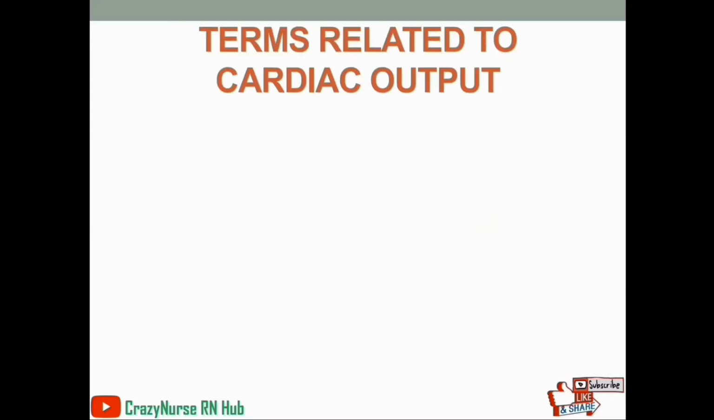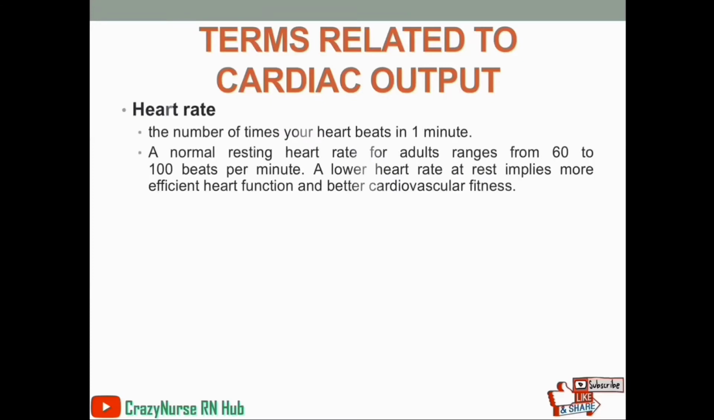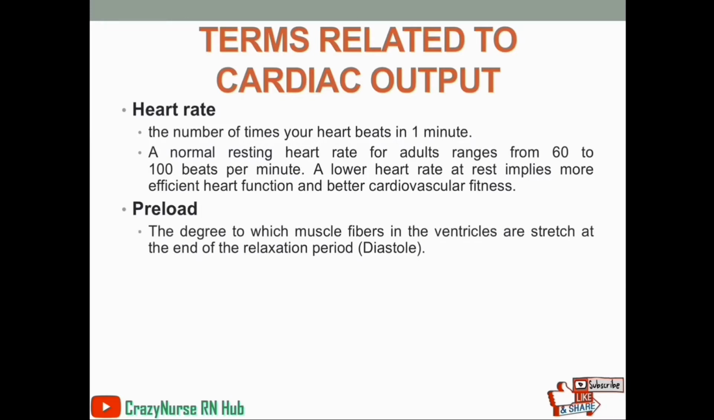Now we have here terms related to cardiac output. First is heart rate. It is the number of times your heart beats in 1 minute. A normal resting heart rate for adults ranges from 60 to 100 beats per minute. A lower heart rate at rest implies more efficient heart function and better cardiovascular fitness. People who are athletic tend to have a lower heart rate because they have better cardiovascular fitness.